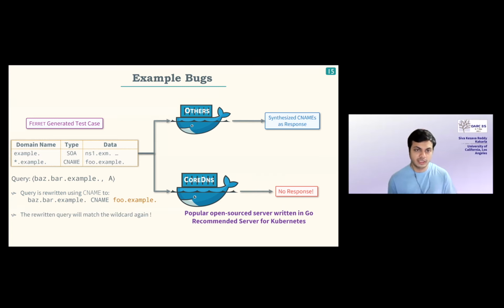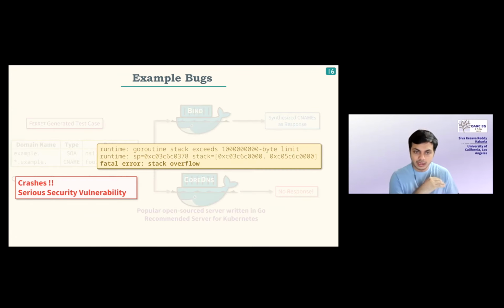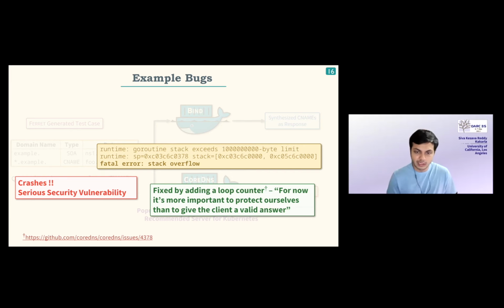We again looked at the logs, and what we saw was that CoreDNS keeps looping and looping, takes almost all the resources available on the system, and finally crashes with this message. If there are any hosting services that use CoreDNS as the DNS software, then this is a serious security vulnerability. An attacker could potentially upload zone files that exploit a vulnerability like this one, compromising the service by crashing the provider servers. We informed CoreDNS, and they fixed it by adding a loop counter. They also mentioned that for now it's important to protect the server rather than to give the client a valid answer.